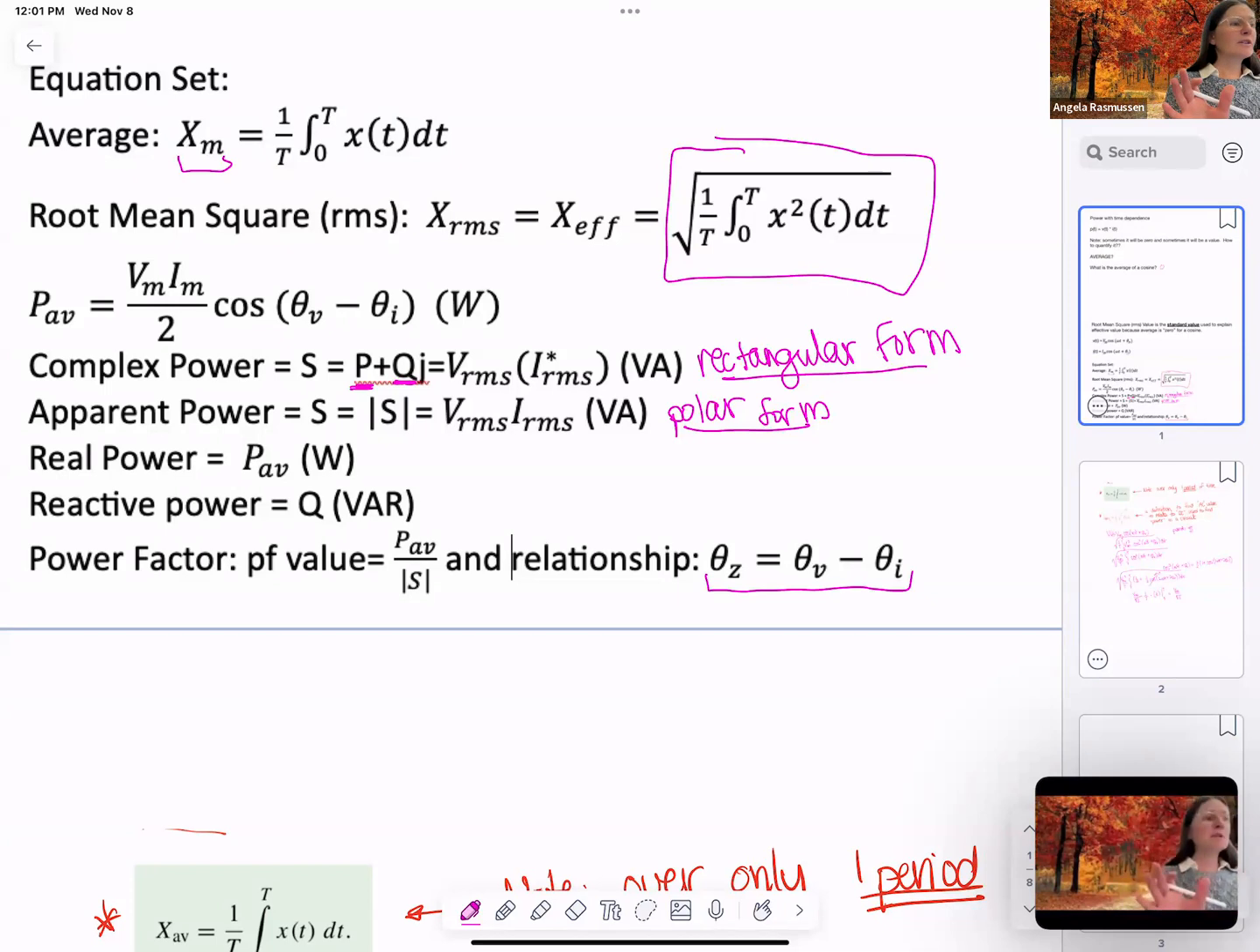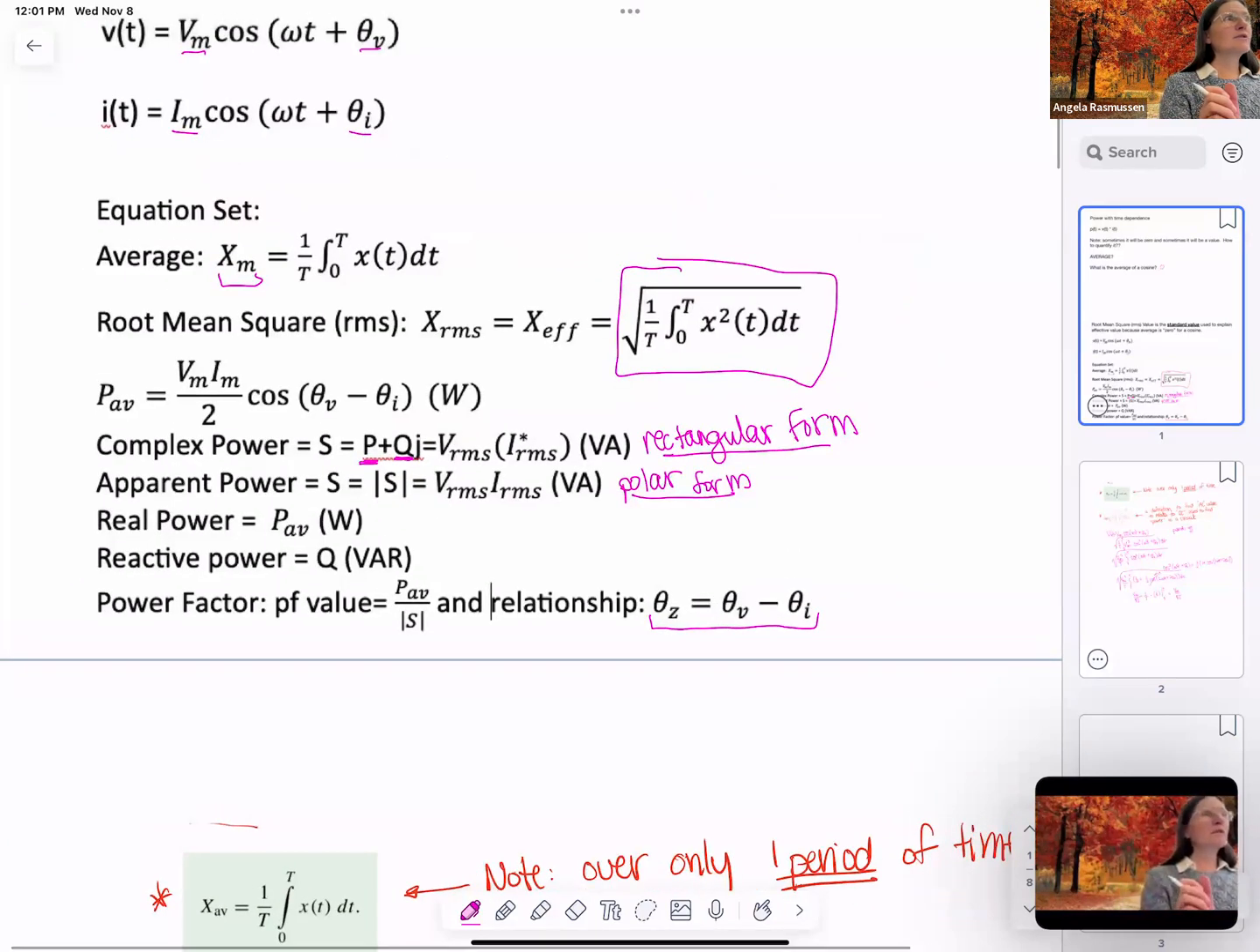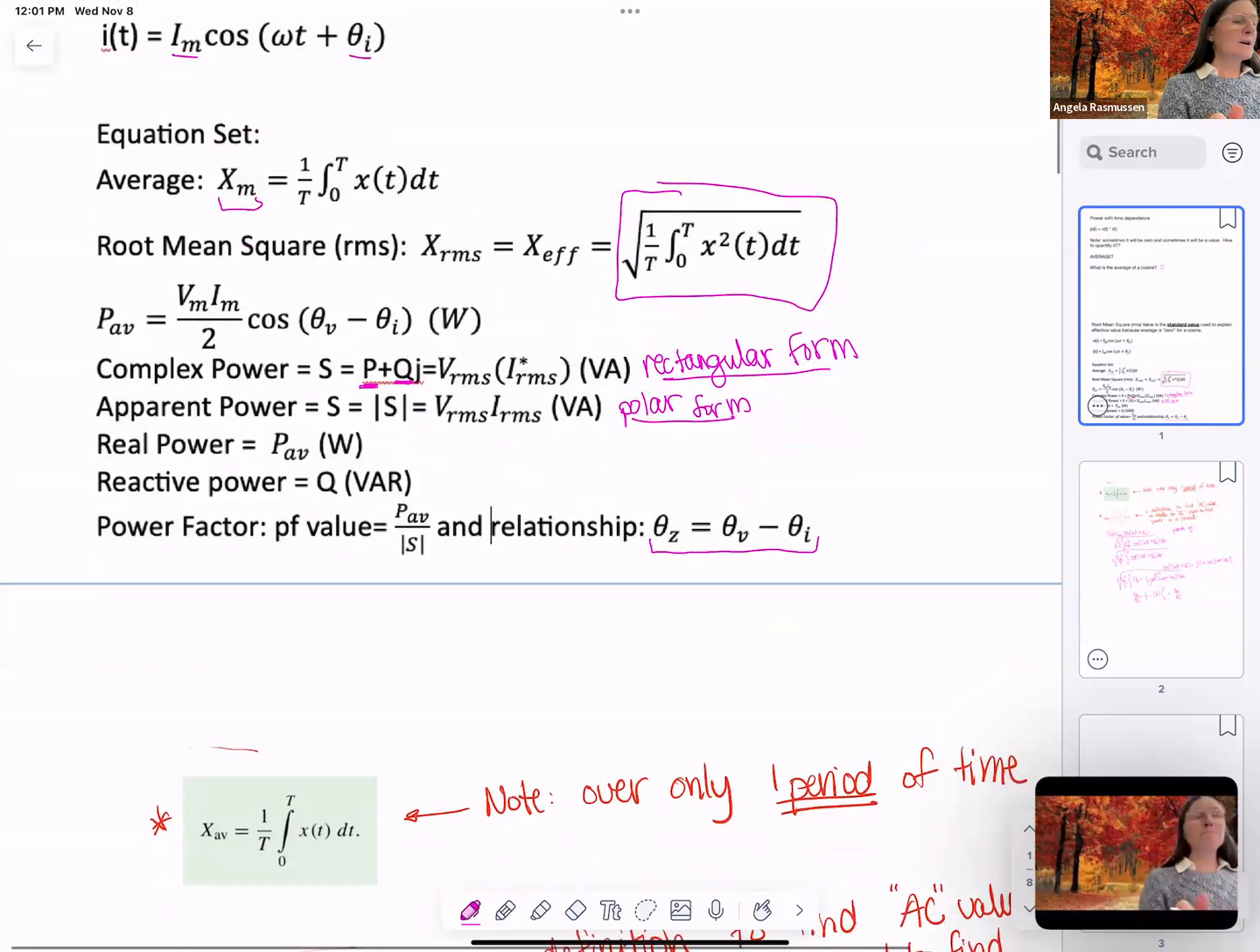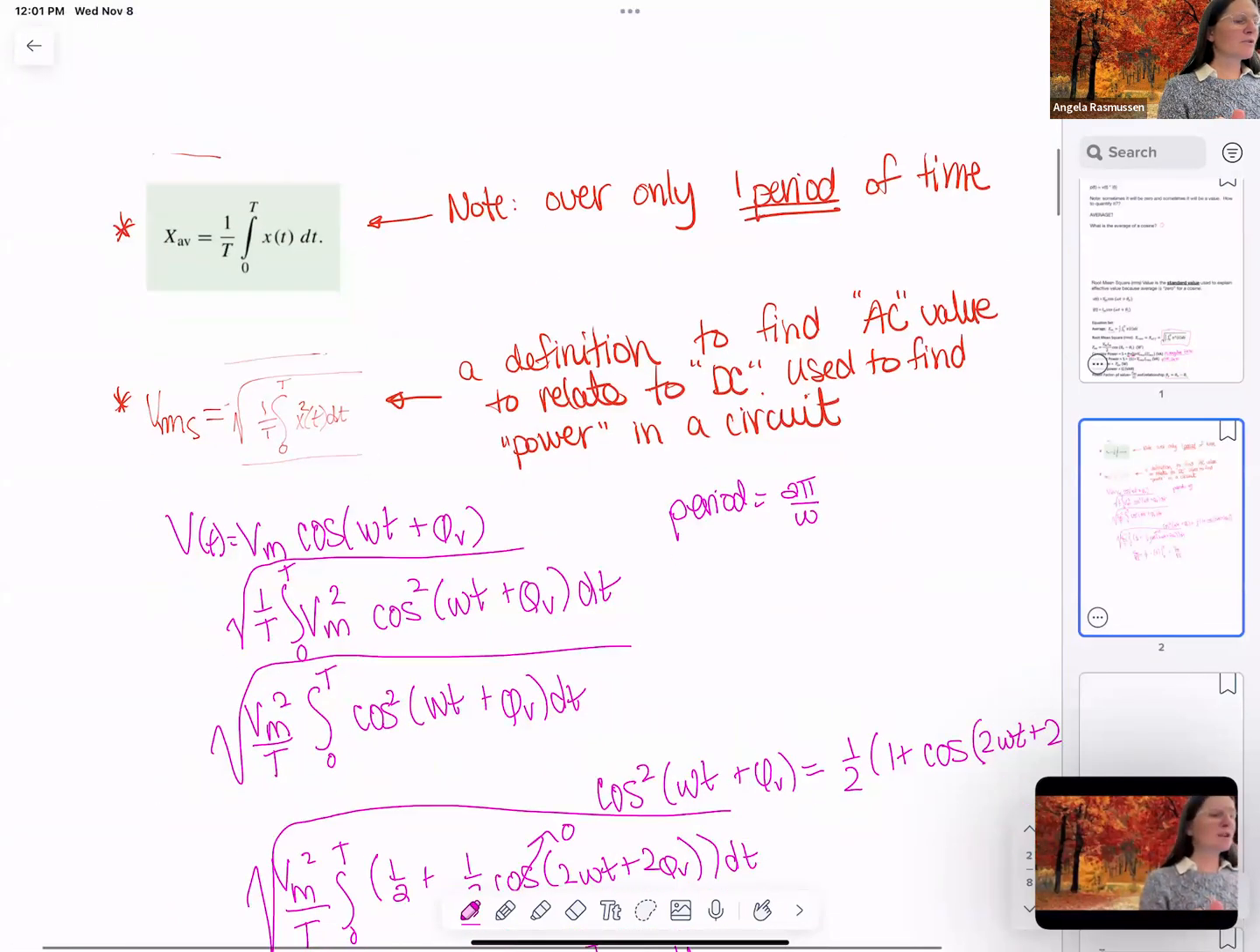All right, questions about these terms? Okay. All right, so now we're going to go over that.